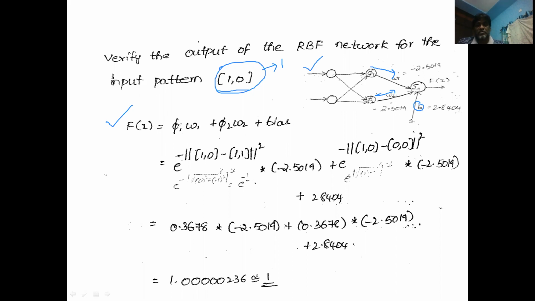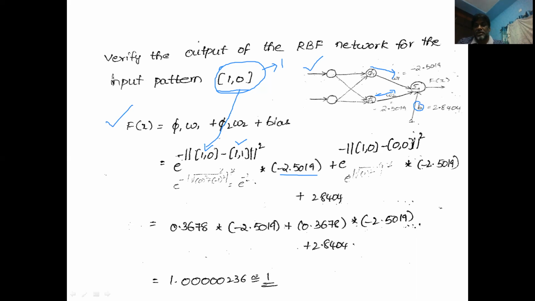Phi 1 means the distance between the first center and the input pattern. So what is the input pattern we considered? It is 1 0. And what is the first center we assume? It is 1 comma 1. Therefore e power minus norm 1 0 minus 1 1 whole square. So this is phi 1 into what is our W1? It is minus 2.5019 plus phi 2.